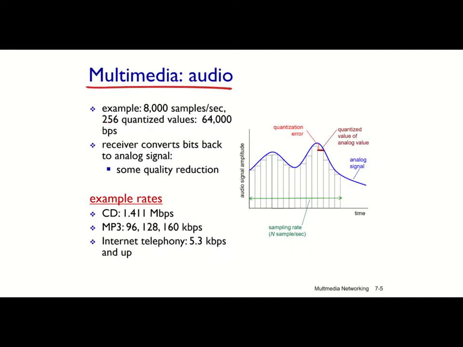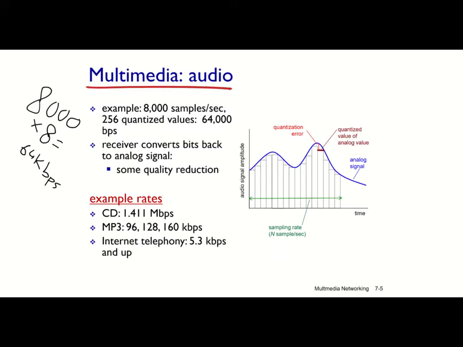So if you do a quick calculation, we need 8 bits for those 256 quantized values, because 2 to the power 8 is equal to 256, and the 8 has to be multiplied by the number of samples per second, which is 8,000, and the result is 64,000 or 64 kilobits per second. That's the amount of memory that we need for storing 1 second of audio with 8,000 samples per second.